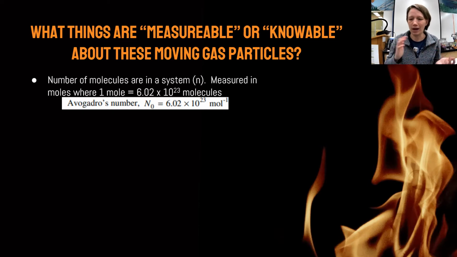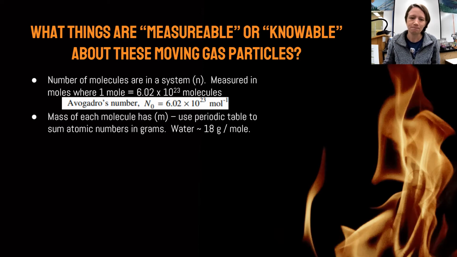It lets us convert back and forth between moles and particles, and that's given to you on your AP equation sheet as well. So if you were told you had 3 moles of a gas and you wanted to know how many particles that was, just multiply 3 times that number, which is a lot, and that will tell you how many particles you have.